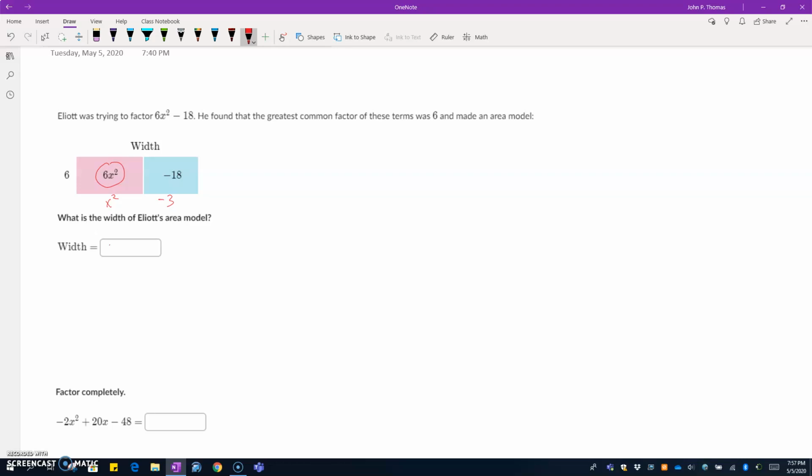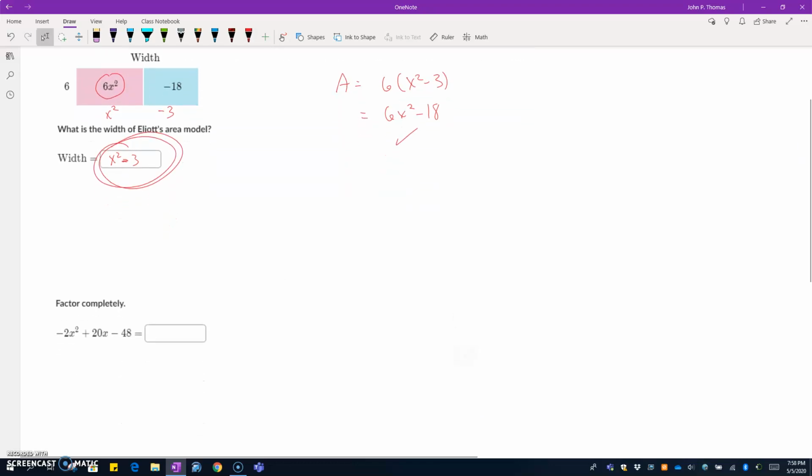So when I look at this, x squared minus 3 would be the width of this object because the height is 6. Now we can always check because area equals width times height, so 6 times x squared minus 3, right, which would be 6x squared minus 18, which matches the area, so that checks. So our correct answer here is x squared minus 3.